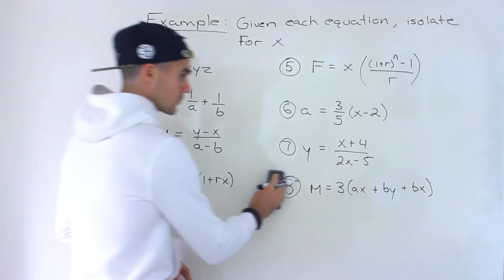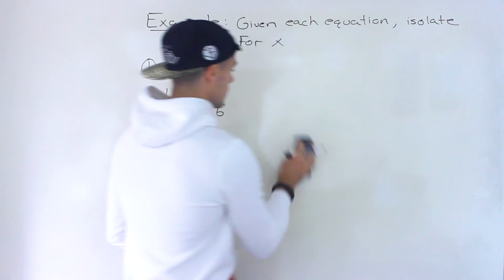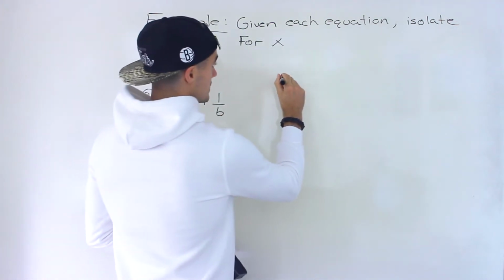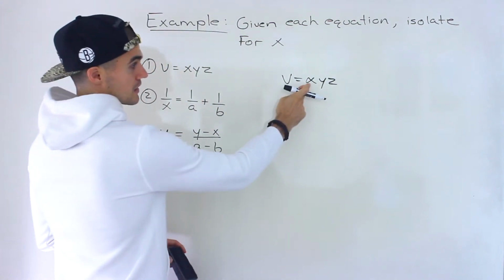So for now, I'm gonna erase 5 to 8. I'll bring them back later on in the video. So let's start with number 1. This is v is equal to xyz. And we have to isolate for this x.